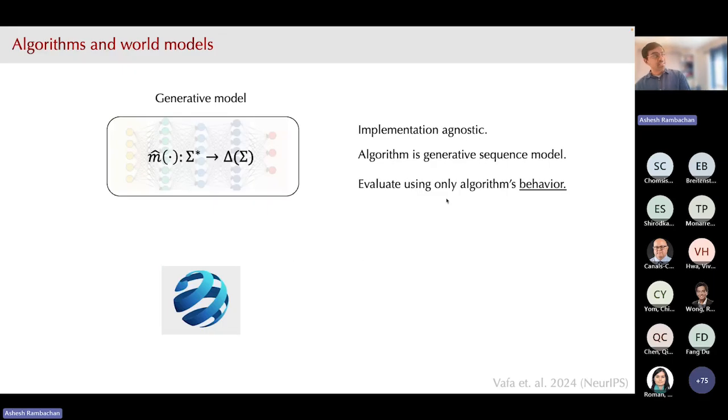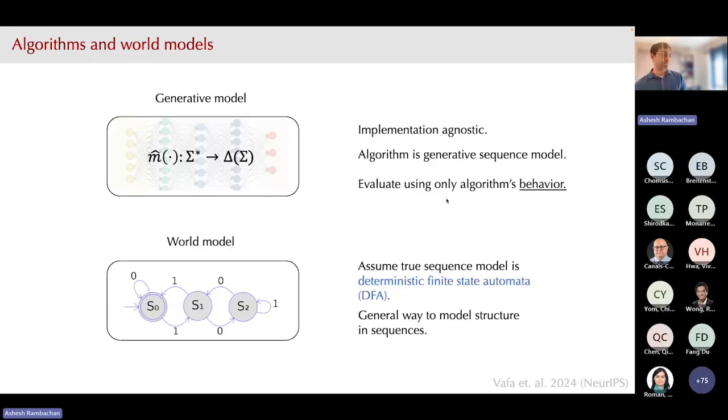So in order to ask this question of whether a large language model recovers some underlying world model or structure, we need to have a model of a large language model and a model of structure. This is a very econometric activity. And so in this work, people tend to view this in a more implementation agnostic way. The algorithm is just a generative sequence model where those sequences are tokens for characters in a language. And then we want to evaluate based on the algorithm's behavior. So one of our core contributions in this paper was to connect this view of generative sequence models to classic work in computer science that views sequences as being generated from a particular computational object that people refer to as deterministic finite state automata.